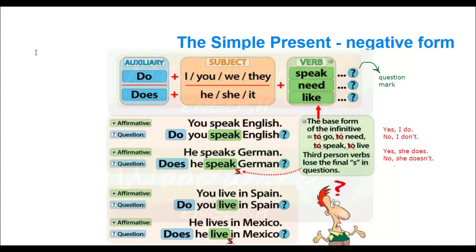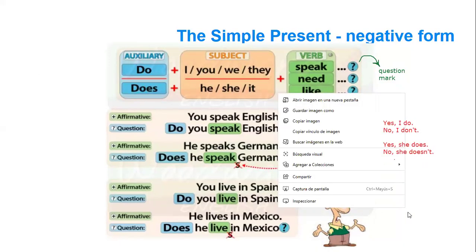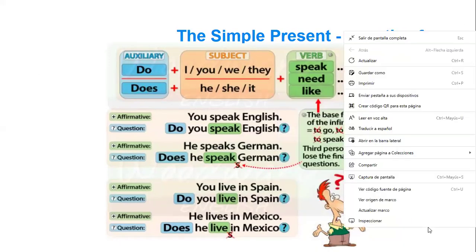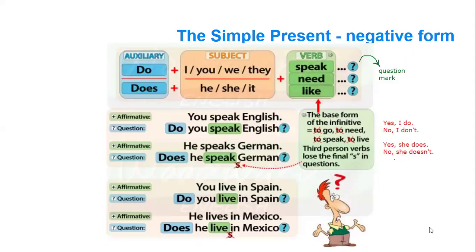Okay. Radel, can you read the first example in affirmative and then in the question form? You live in Spain. Do you live in Spain? Okay. And Catherine, the last example? He lives in Mexico. Does he live in Mexico? Exactly. He lives in Mexico. Does he live in Mexico?